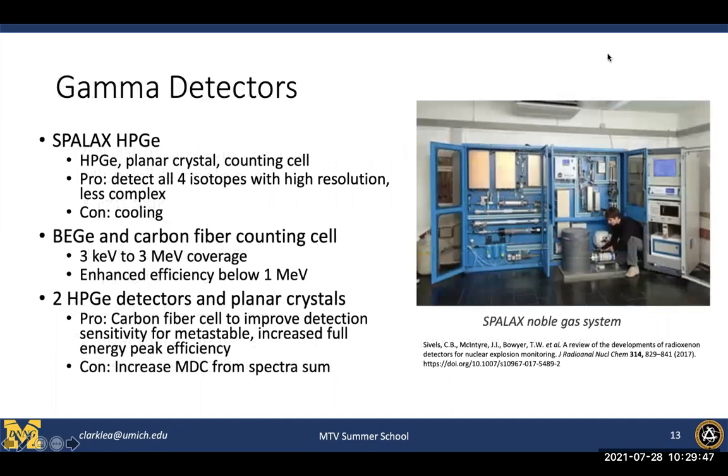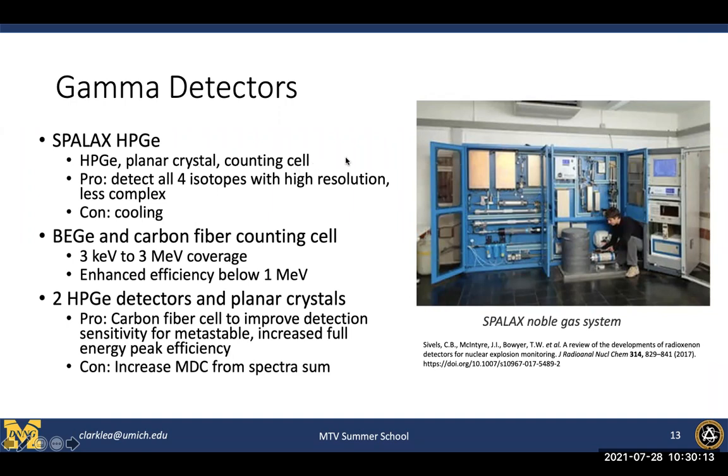So I'm going to mention a couple of the detection systems that are used. So there are gamma detectors. Here we have an example of the Spalax noble gas system. This was one of the types that was studied in those experiments prior to them being implemented formally in the CTBT. So this uses an HPGe type of detector with planar crystals and counting cells.